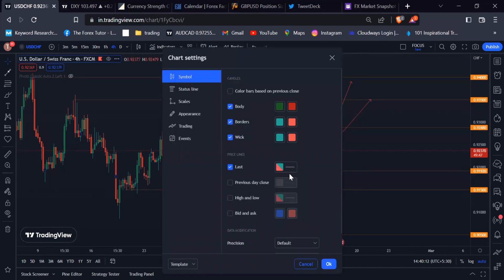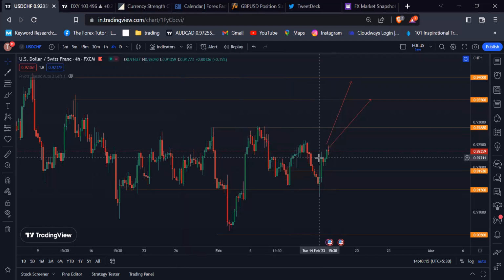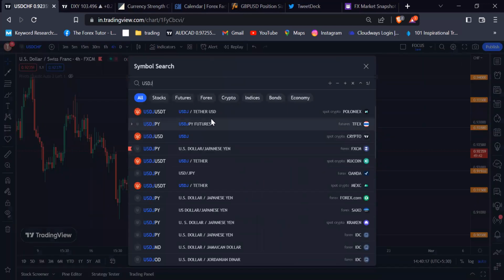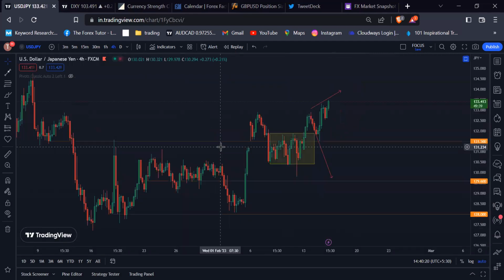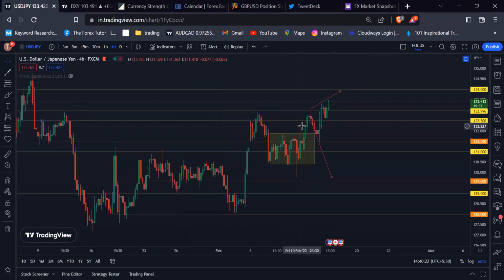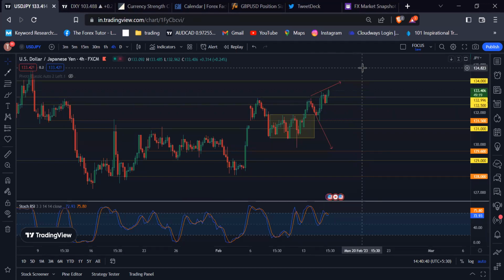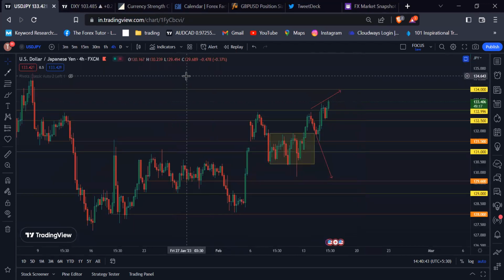My fourth pair is USD/JPY. If you look at the USD/JPY right now, as we discussed, it broke the 132.996 psychological number and is moving towards the 134.00 psychological number. If the USD/JPY breaks this number, then your third target should be the 135.00 psychological number.